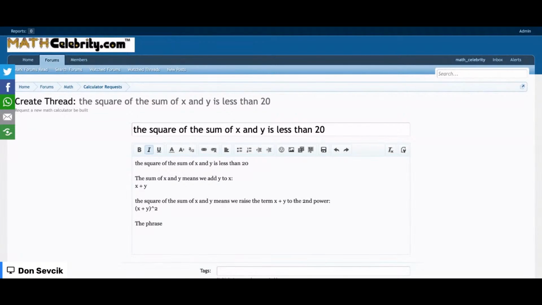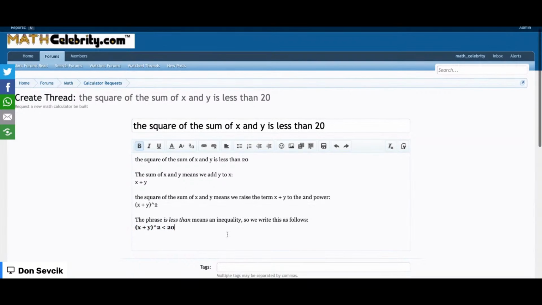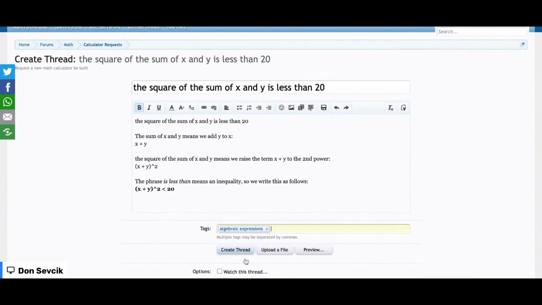The phrase is less than means an inequality. So we write this as follows. We're going to take this term as our left side. Less than is this symbol. It's not less than or equal to, it's less than 20. That's this parentheses. So this is your final answer. As I tag this, I'll give you a few seconds on the screen to take it all in. So we had an inequality, exponent, and then our final algebraic expressions.